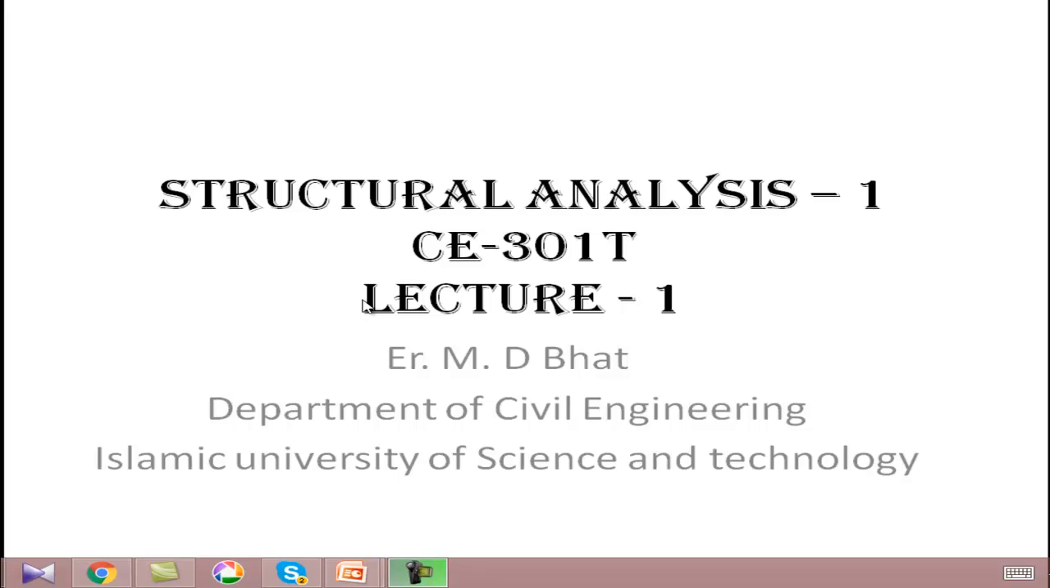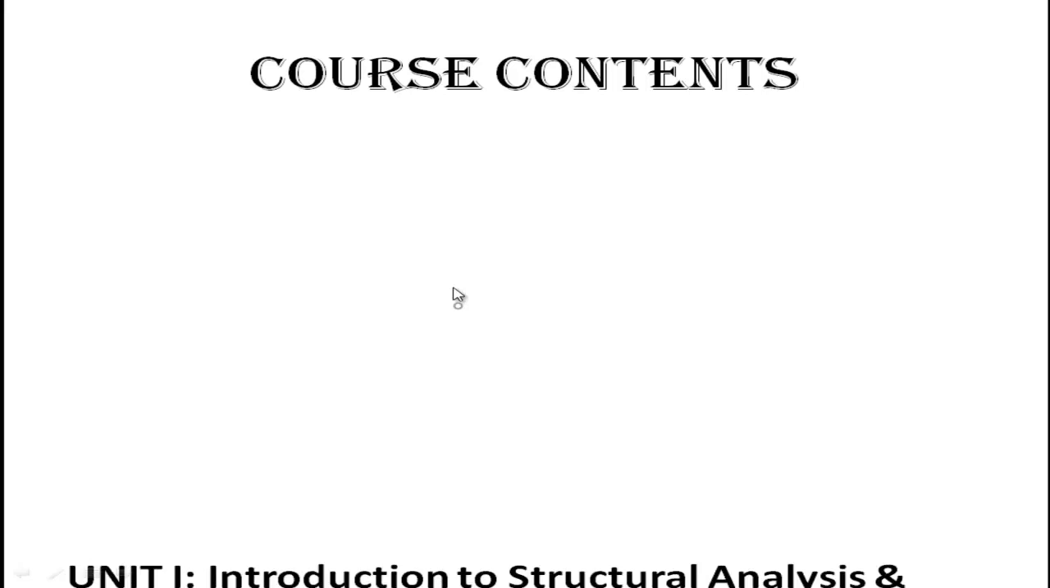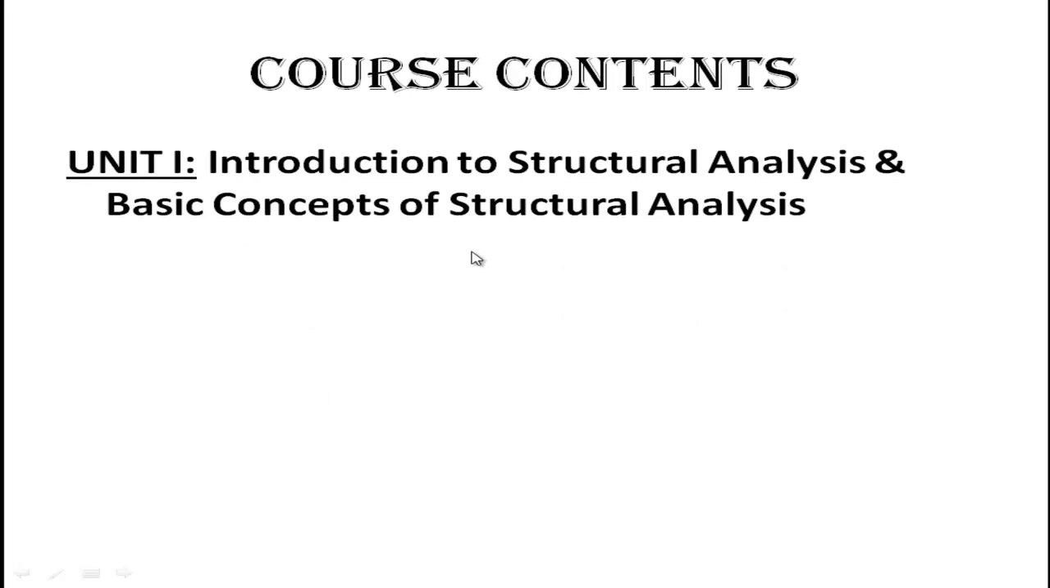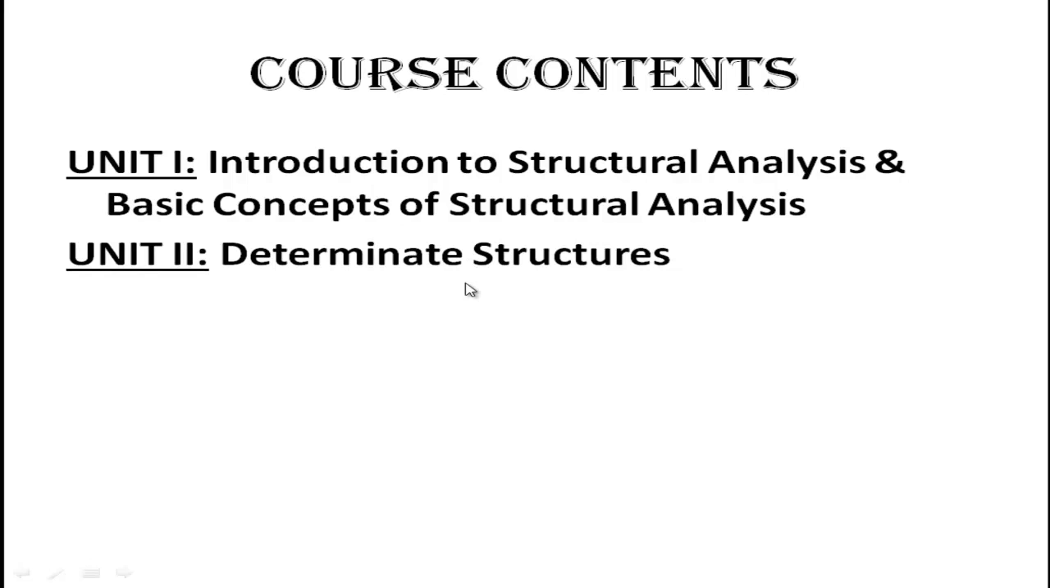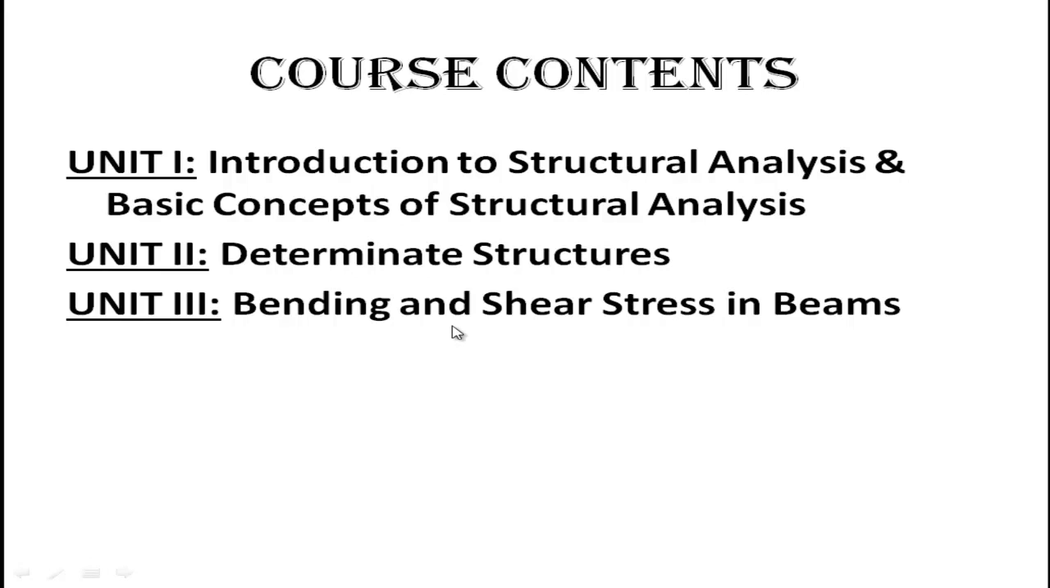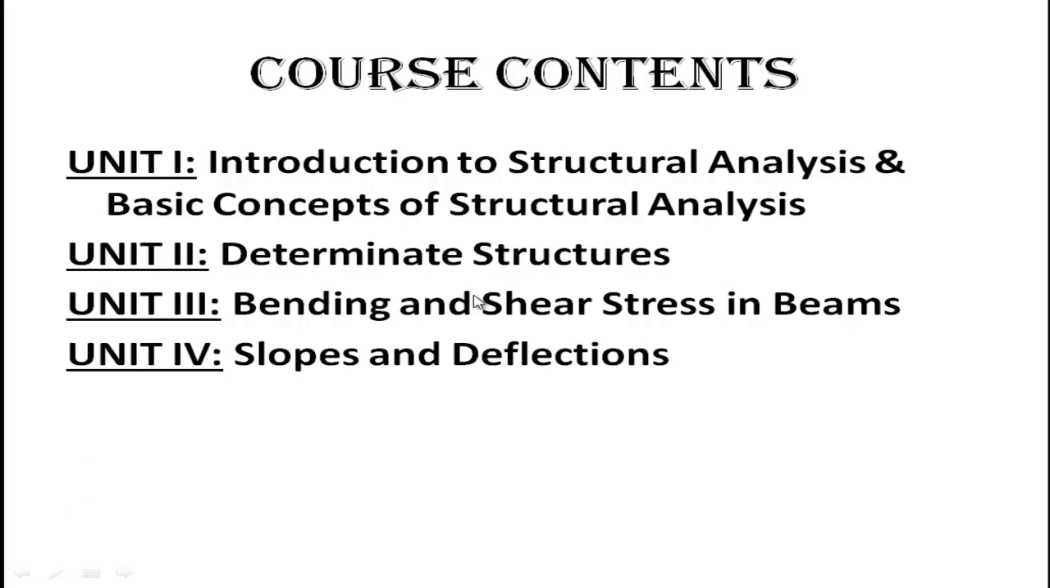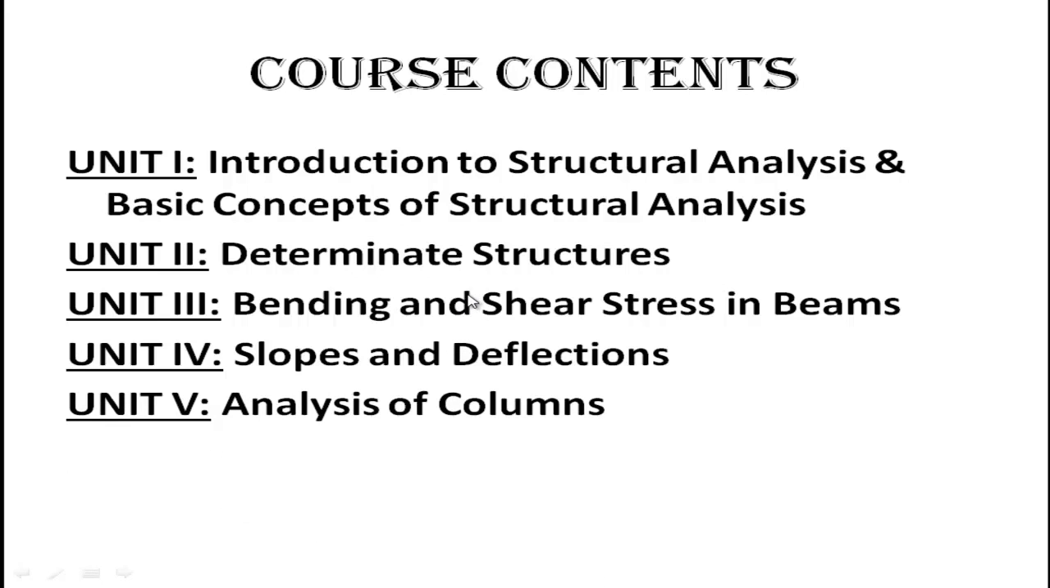This course comprises 4 credits. First we will discuss the course contents. You have 5 units in this course. Unit 1 is Introduction to Structural Analysis and Basic Concepts of Structural Analysis. Unit 2 is determinate structures. Unit 3 is bending and shear stresses in beams. Unit 4 is slopes and deflections. And unit 5, the last, is analysis of columns.